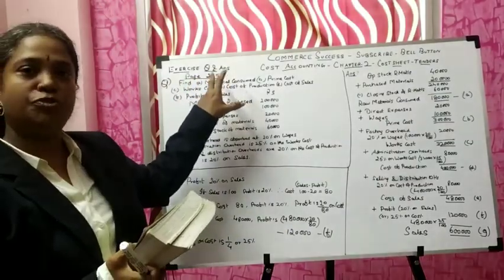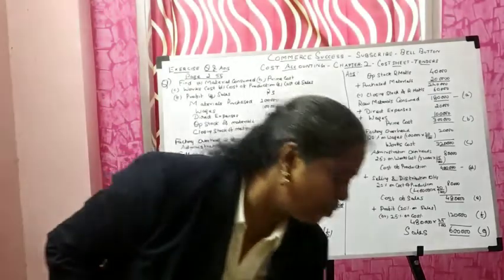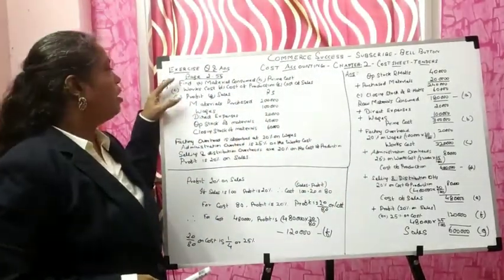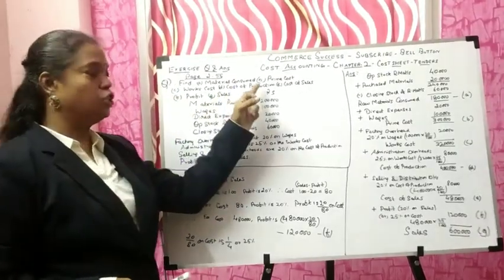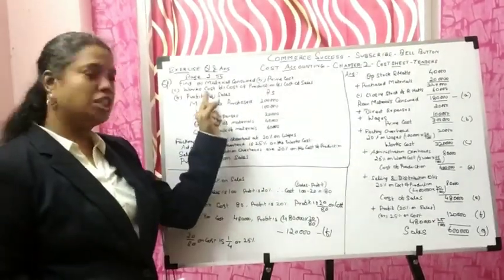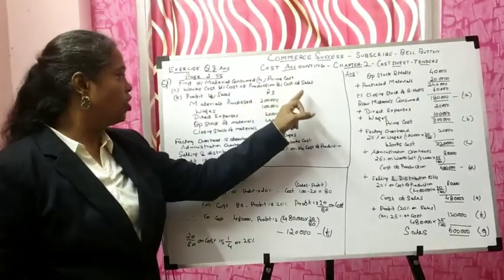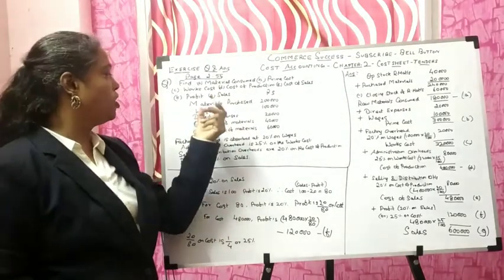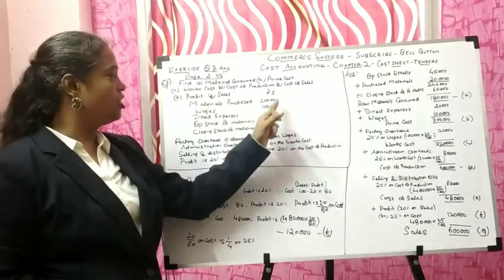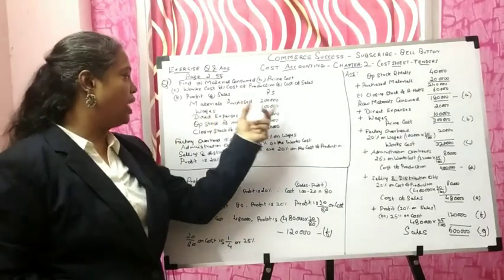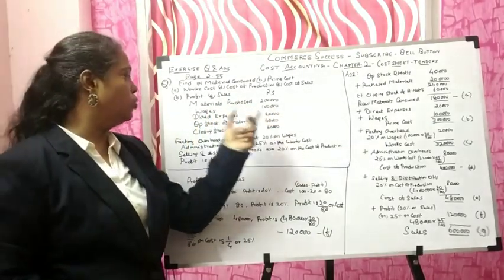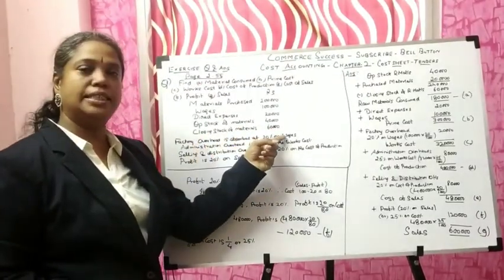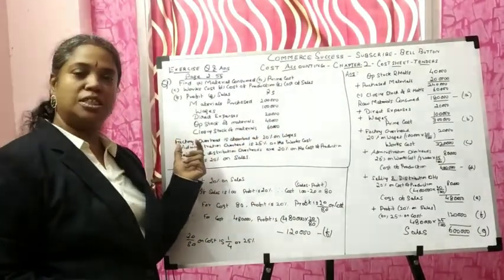Now the first problem is from page 2.55. First, let us read the question. Find the materials consumed, prime cost, works cost, cost of production, cost of sales, profit and sales with the information given. What is the information? Materials purchased rupees 2 lakh, wages 1 lakh, direct expenses 20,000, opening stock of materials 40,000, closing stock of materials 60,000.